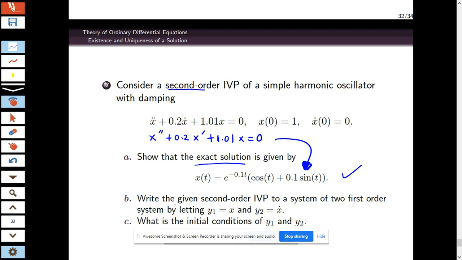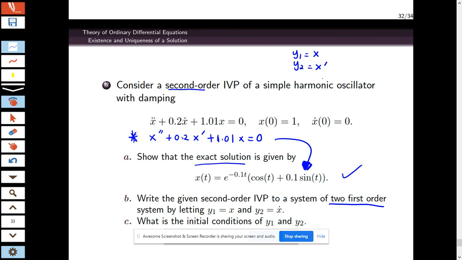And then what does it say? Write the given second order IVP. Now this is second order. Okay, this is second order. Transform this to a two first order system. Okay, what's a two first order system? Dia dah kata y1 equals x, y2 equals x dot. X dot here means x prime. Okay, so you will have y1 equals x, y2 equals x prime.